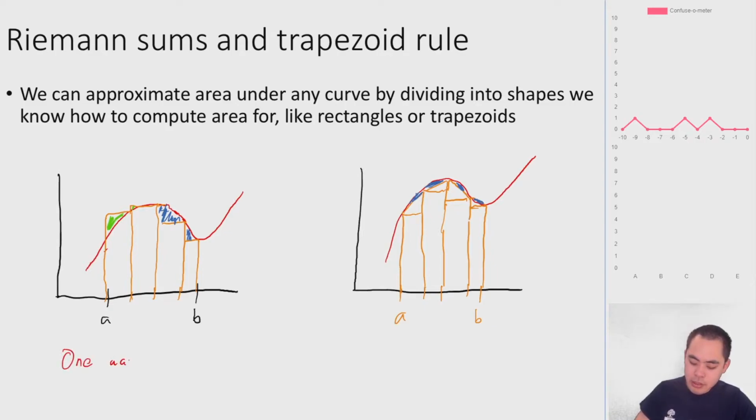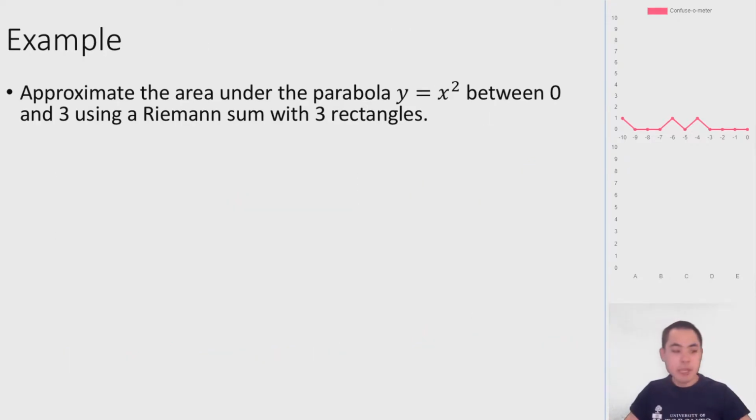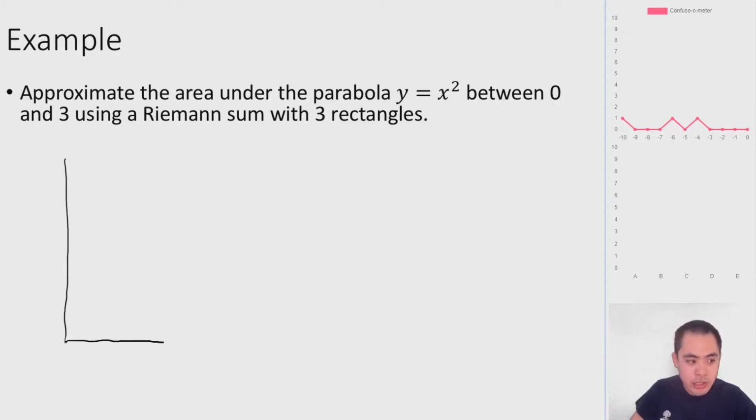One way to reduce error is by choosing better shapes. And let's give an example of that. Let's give an example using a rectangle, just to give a very concrete example. So let's suppose that we have a very simple function. Let's say we have the function y equals x squared.